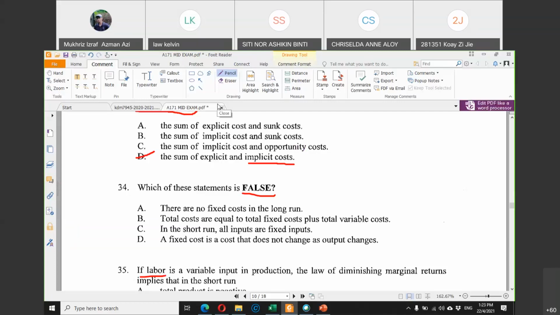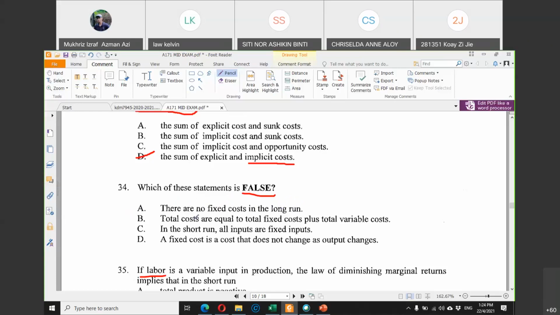Okay, I see some of you chose A, some of you chose C. Which statement is wrong? There are no fixed costs in the long run. I just mentioned just now, in the long run, the firm only has variable cost. So this statement is correct, meaning there is no fixed cost in the long run. Fixed cost only exists in the short run period.